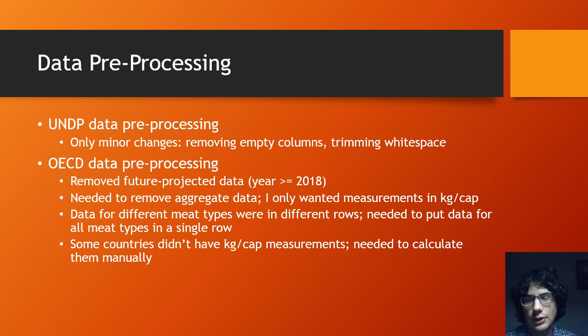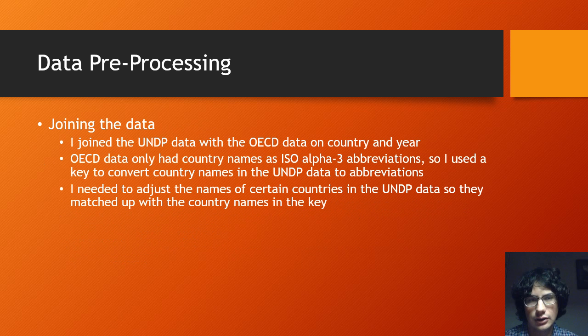So the data was split up. Each meat type had its own row, but for convenience, I wanted every meat to be in the same row for a given year for a given country. So I had to do that. Also, for some countries, Norway and Switzerland, I believe, didn't have data in kilogram per person. So I had to just take the data that was for the whole country, then look up the population data for those two countries and calculate kilograms per person manually.